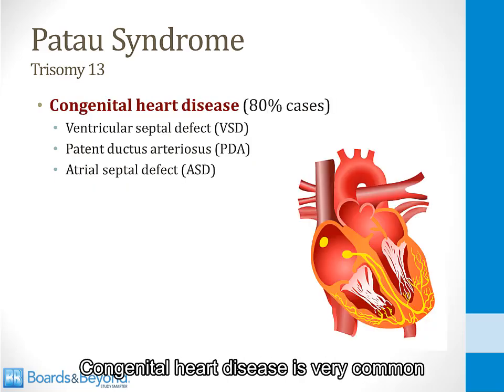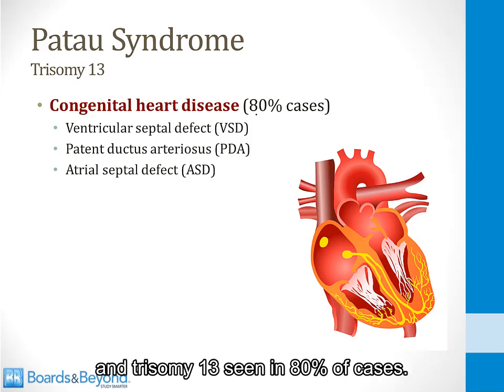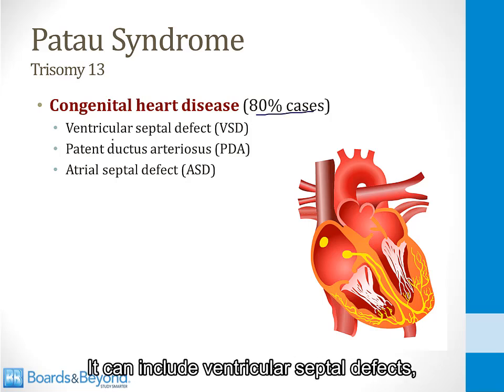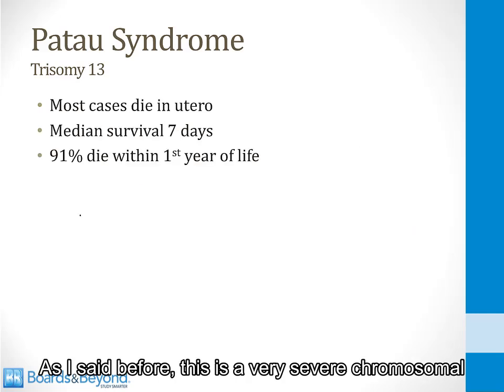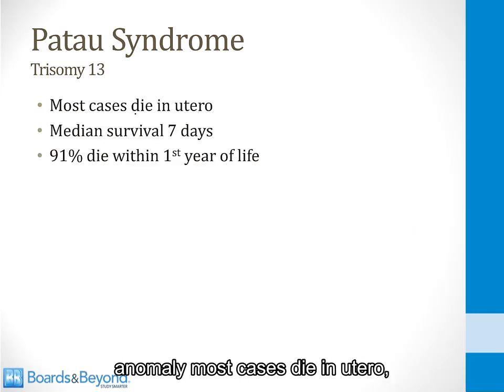Congenital heart disease is very common in trisomy 13, seen in 80% of cases. It can include ventricular septal defects, PDAs, and atrial septal defects, among many other abnormalities. As I said before, this is a very severe chromosomal anomaly. Most cases die in utero.